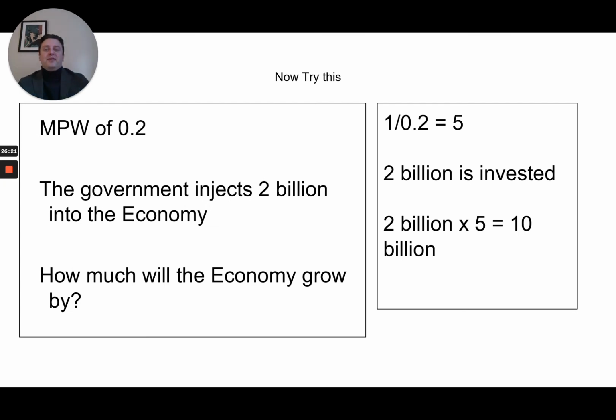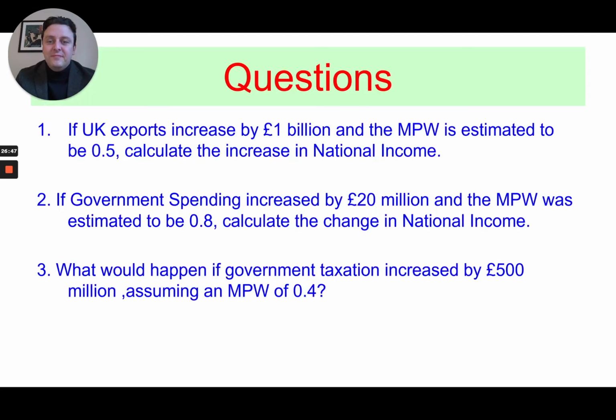Okay, so if the government injects 2 billion into the economy, then we can easily do that calculation. 1 divided by 0.2, which is 5. So the 2 billion invested will lead to a fivefold increase in AD. So that 2 billion times 5 is 10 billion. Okay, so I would like you to try these now. So pause it there and go through some of these questions, and I'll go through the answers once you've finished.